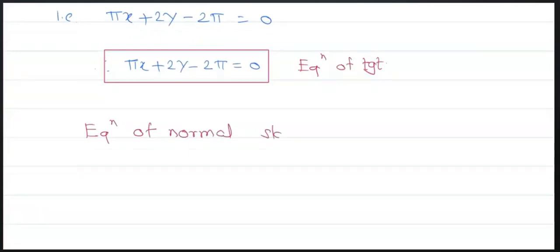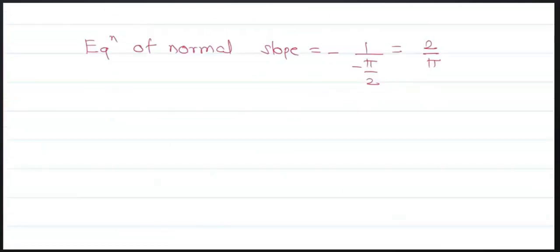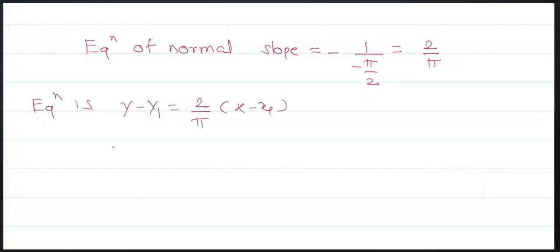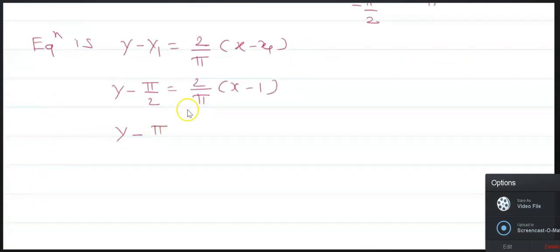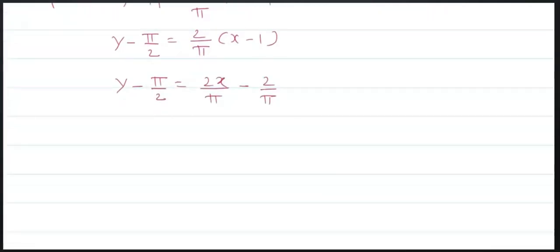Now the next is the equation of the normal. Its slope is the negative reciprocal of minus pi by 2, which is equal to 2 upon pi. Therefore, y minus y1 is equal to 2 upon pi in bracket x minus x1. Now simplify this. Then you will get y minus pi by 2 is equal to 2 upon pi in bracket x minus 1. That is, y minus pi by 2 is equal to 2x upon pi minus 2 upon pi.